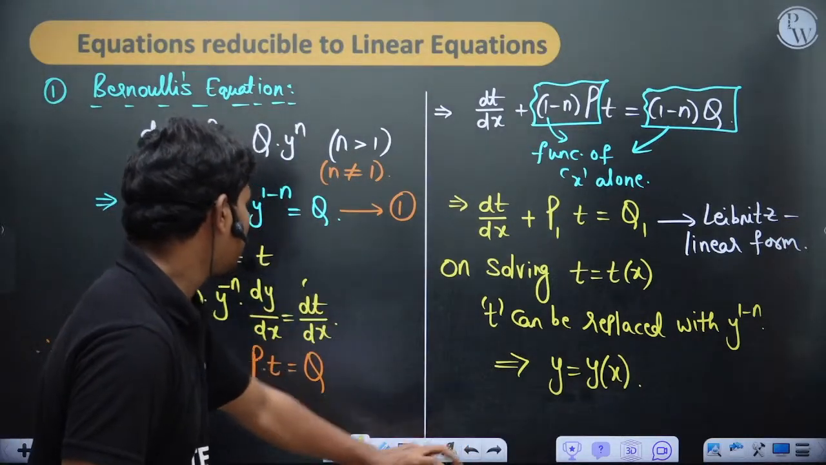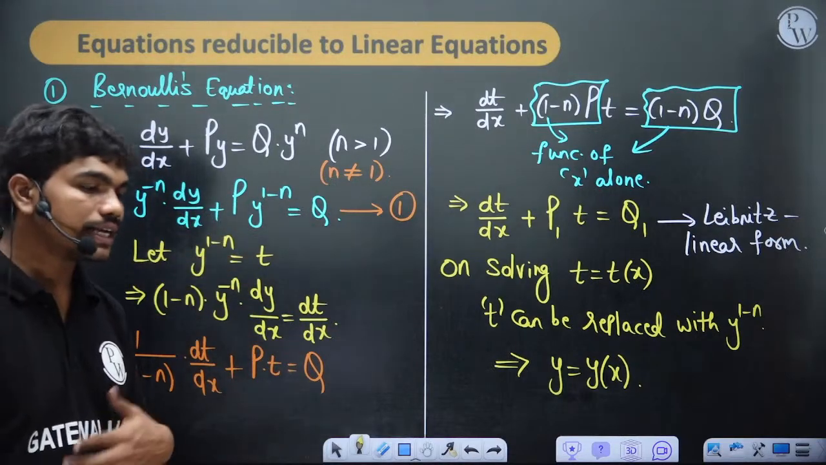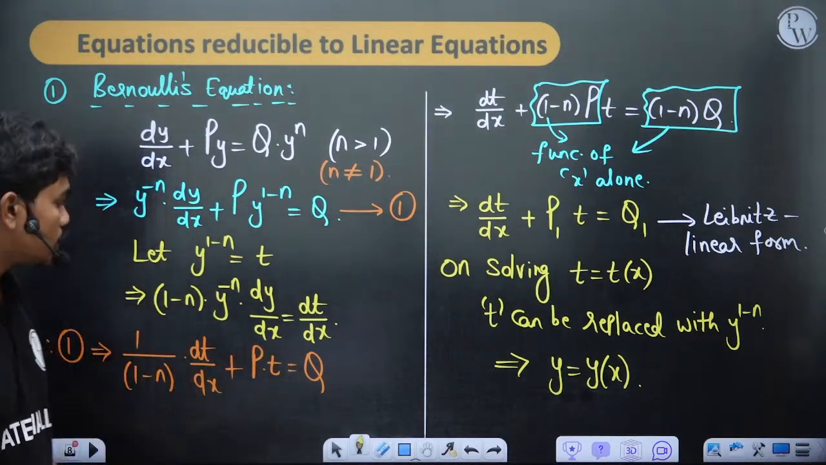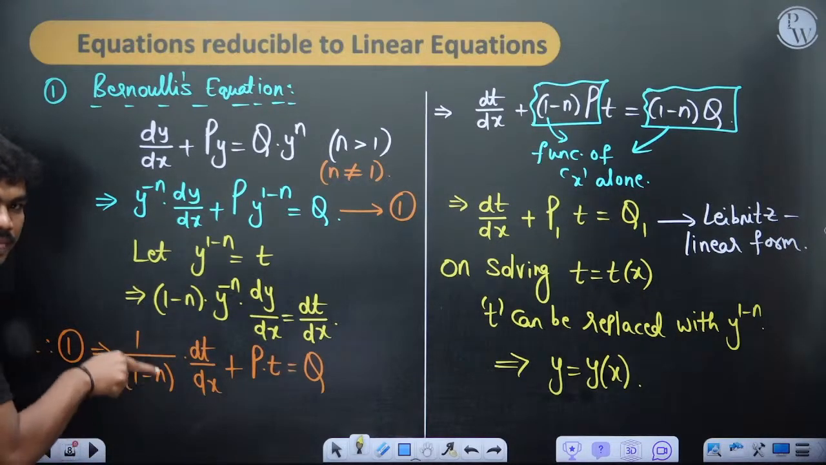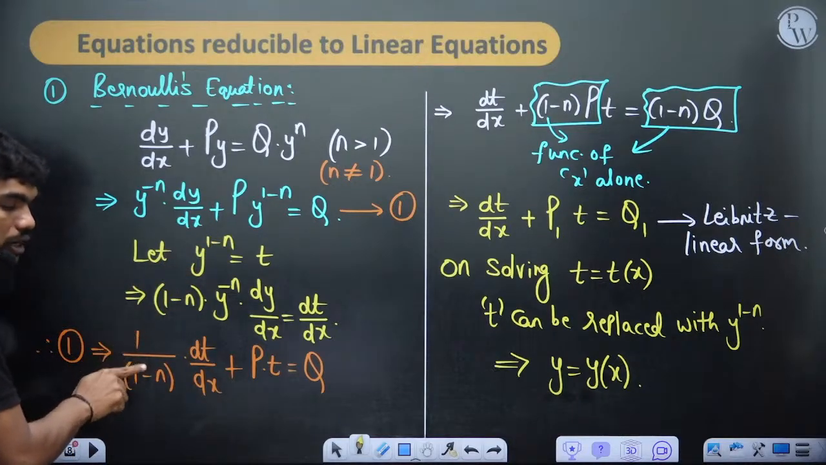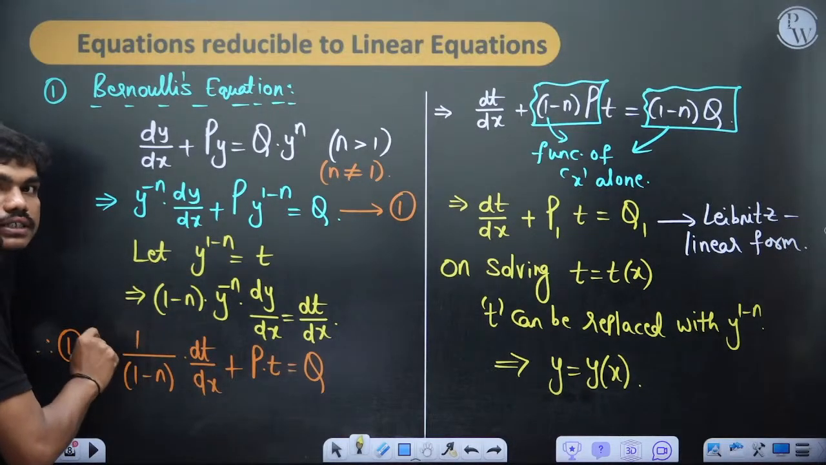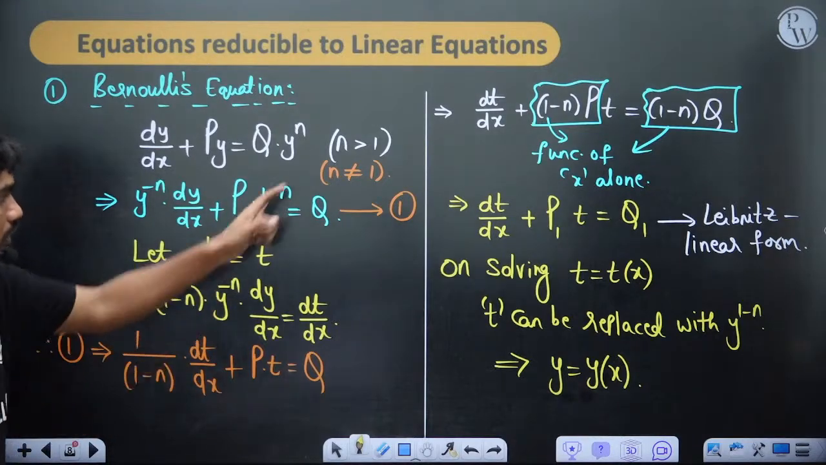Okay, then one more thing, I have put a constraint n is not equal to 1. What is the problem if n equals 1? In this case you can see 1 by 1 minus n is in the denominator. If you put exactly n equal to 1, this term becomes 1 by 0, and division by 0 is not defined. So for this to be defined, the value of n should not be equal to 1.